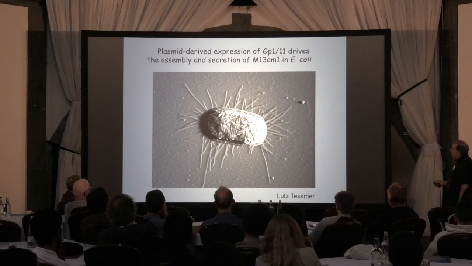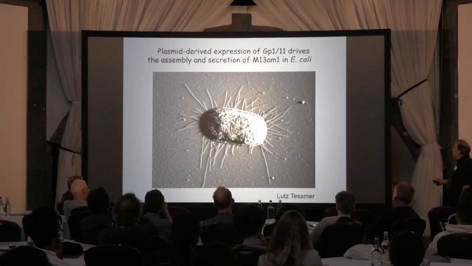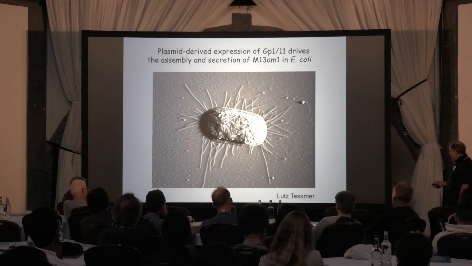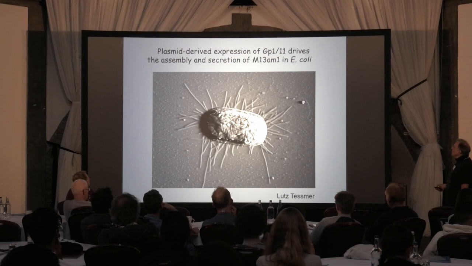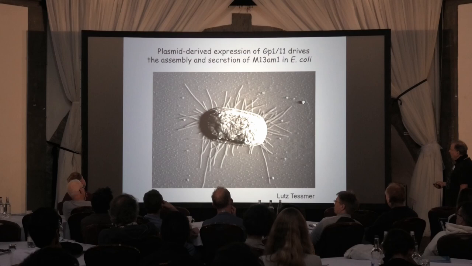Okay, you can see here also a nice secreting cell, which was recently done with an amber mutant we have in GP1. Now the phage grows because we have a plasmid inside which we can turn on, and then of course we get a signal that now secretes the phage by just adding IPTG, and then you see it growing phage out of the cell in this case where it's expressed from the plasmid.